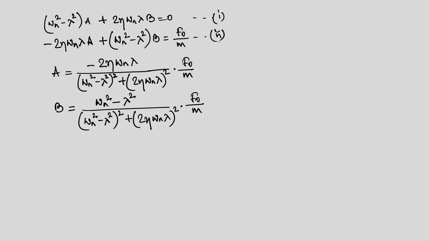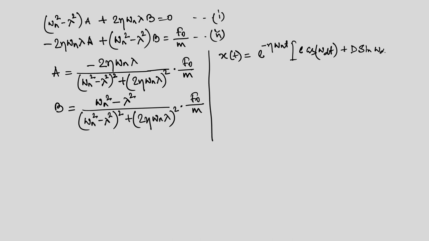So, what is the complete solution? Again, if I write down the x of t, we'll have e to the power minus eta omega n t and then C cos omega d t plus D sin omega d t, plus obviously we will have the solution due to forcing function.